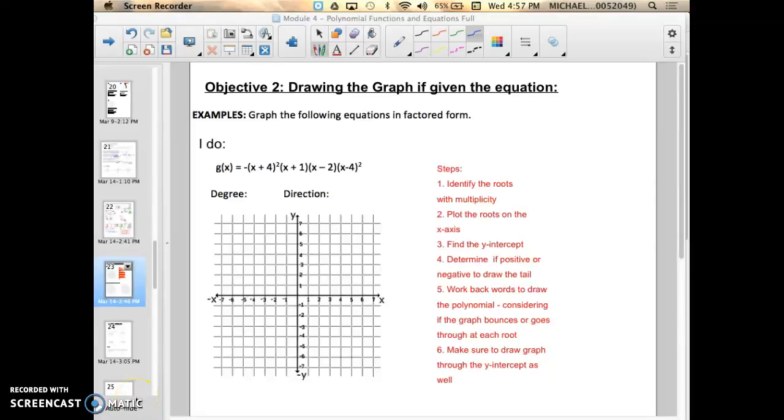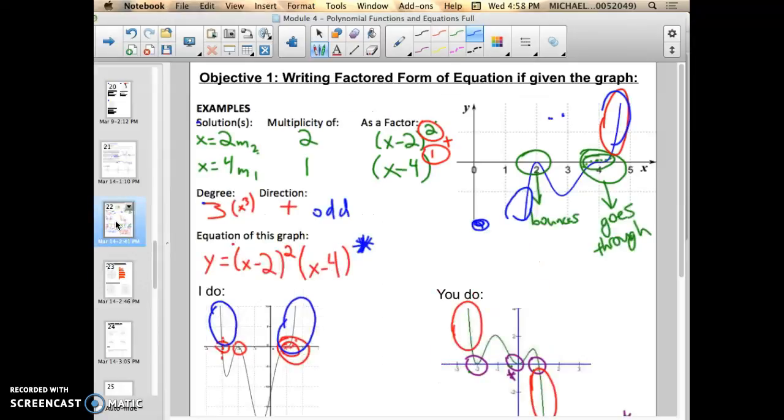In this video, we're going to talk through Objective 2, which is drawing the graph of a polynomial if given the equation in factored form. In the previous video, we worked through, if given the graph of a polynomial, can you then tell me the factored form of the polynomial? And follow the steps to find the factored form.